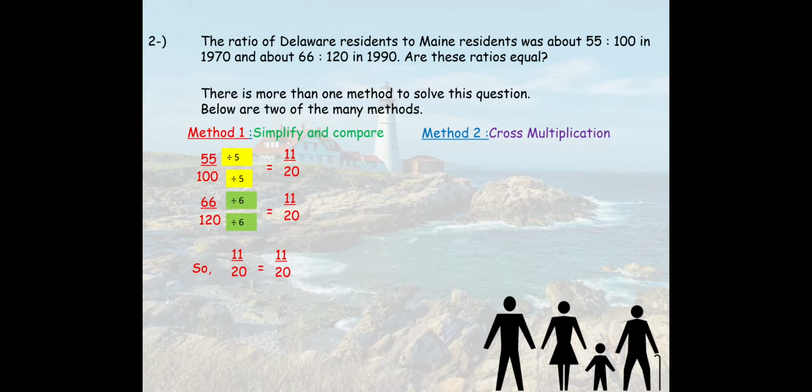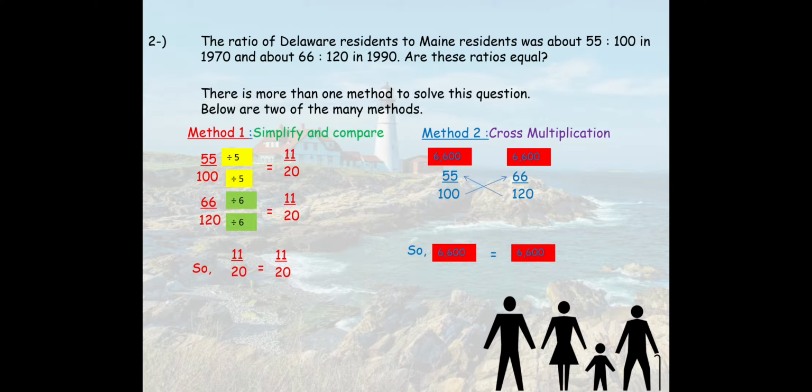In method 2, that's another method, we're going to use the cross multiplication method. Here we have 55 to 100 and 66 to 120. So here what we're going to do is multiply the 120 by 55, and that'll give me 6,600. And then the 100 by 66, and this will also give me 6,600. So again, this proves that these 2 ratios are equal.